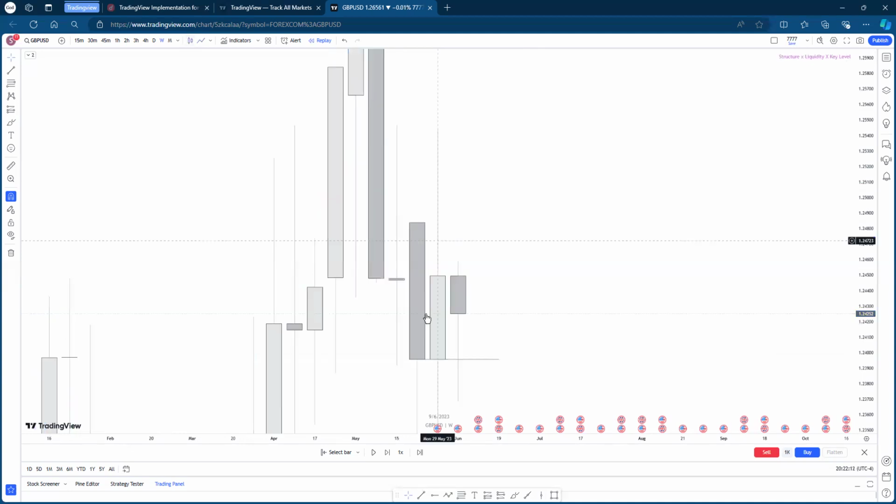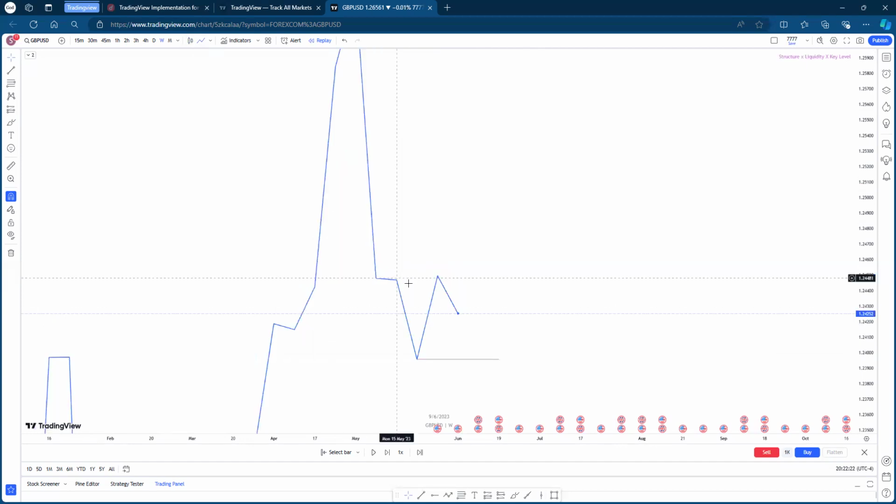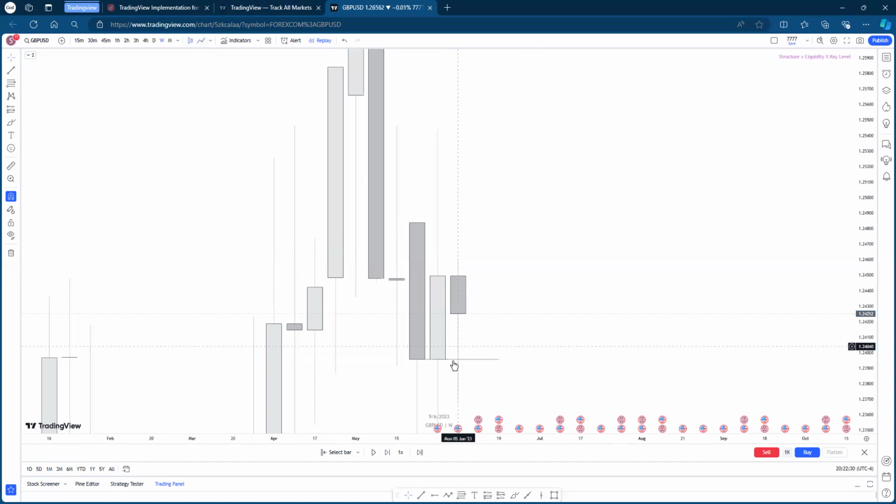This is like a confusing candle. People will not even know what price actually did, right? But when you move to a line chart, you can see that it broke structure. You see the importance of break of structure. It broke structure here, right? And it also created a key level for us. So what did you notice price did? Price tapped into that key level and closed above.